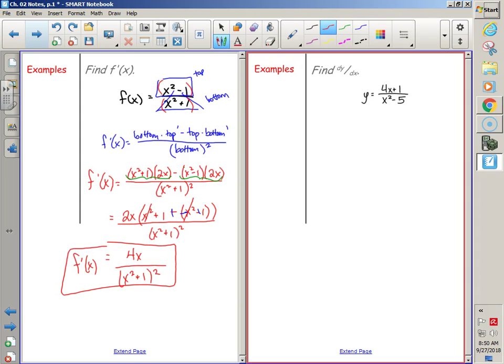Ready, set, I want you to bust out a quotient rule on your own. Choose FG, choose top, bottom, choose box, triangle. Write the formula and go. I'm going to use FG this time just because I haven't done that yet. But choose a notation, then go. 4x plus 1 over x squared minus 5.